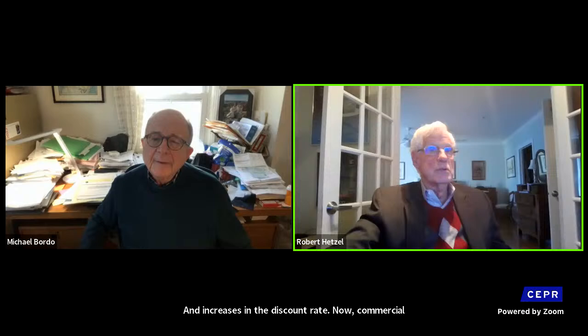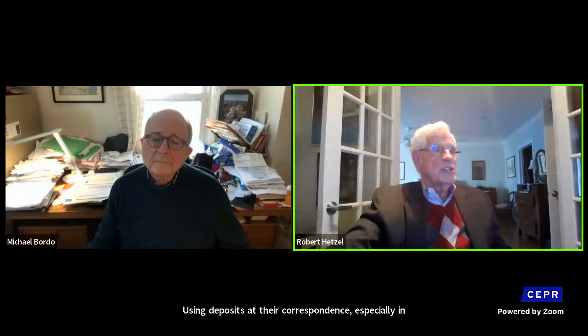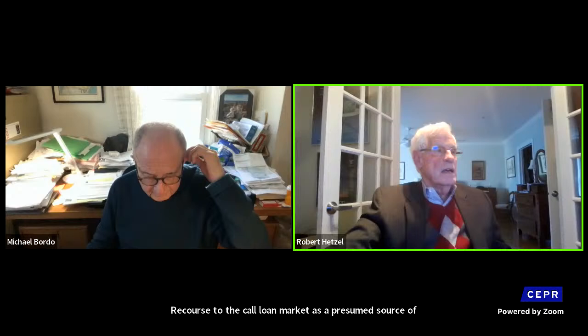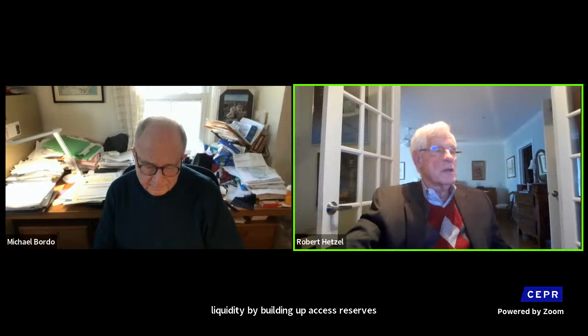Now, commercial banks in the interior had adjusted their reserve positions through the call loan market in New York, using deposits at their correspondent banks, especially in New York. They also used the discount window. The Fed shut down the first recourse to the call loan market as a presumed source of funds for speculation in the stock market. It significantly limited the second, the discount window borrowing, through the policy of direct pressure. High discount rates and the stigma attached to discount window borrowing as evidence of bank weakness caused banks to try to restore their liquidity by building up excess reserves. The banking system could only do so through contraction of loans and deposits.